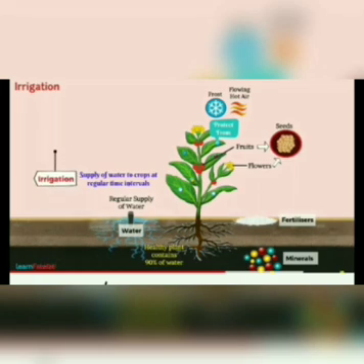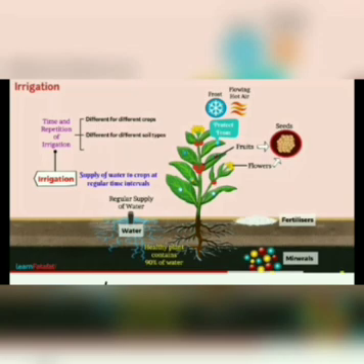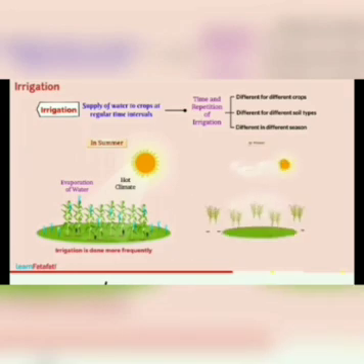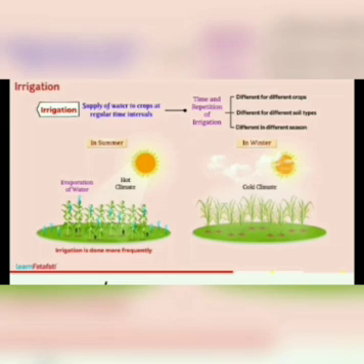The time and repetition of irrigation is different for different crops, different soil types, and different seasons. For example, in the summer season, due to hot climate, evaporation of water through plant leaves and soil is high, so irrigation is done more frequently. However, in the winter season, due to cold climate, irrigation is not so frequent.